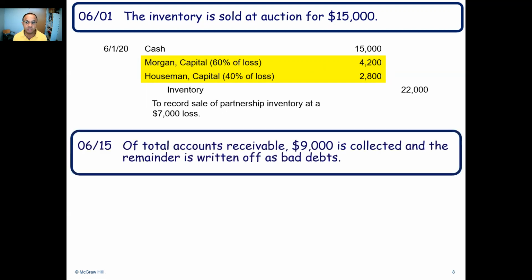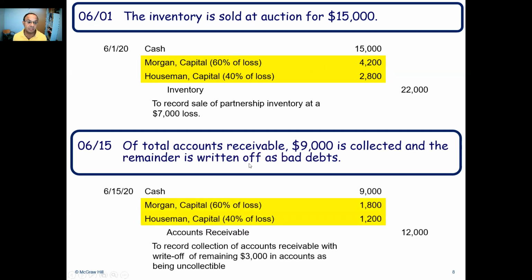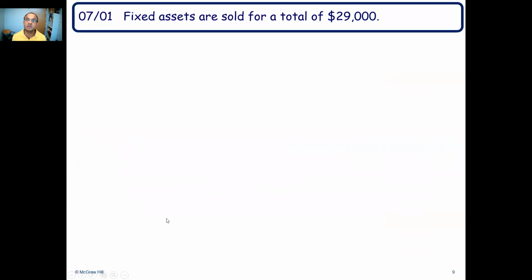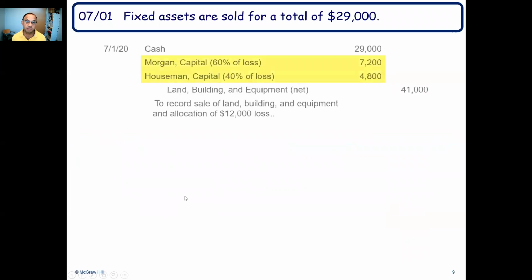The second journal, we collected the accounts receivable, 9,000. Meanwhile, the value of the accounts receivable was 12,000. So there is also a loss here of 3,000 that's covered by Morgan and Houseman. Then we sold fixed assets for 29. So there is a loss here of 12,000, which is covered by Morgan and Houseman.